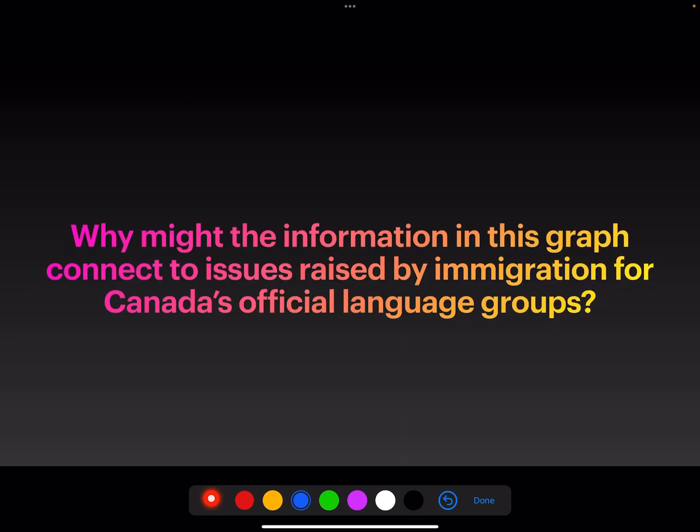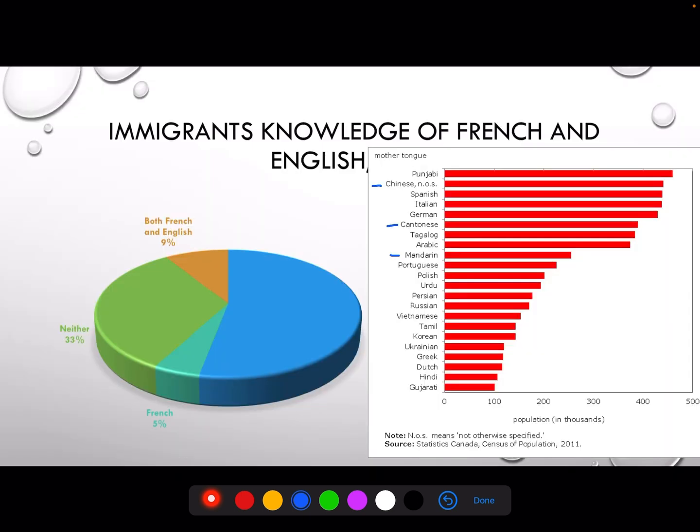So when you look at that graph, the question I have to ask for you is, why might the information in that graph and those bits of information connect to issues raised by immigration for Canada's official language groups? And when we look back at this, right, we're looking for official language groups. Let me see on this one. Am I finding any? Oh, look. English or French are not even listed on there. Okay. This is from 2011. English and French weren't even in that top.